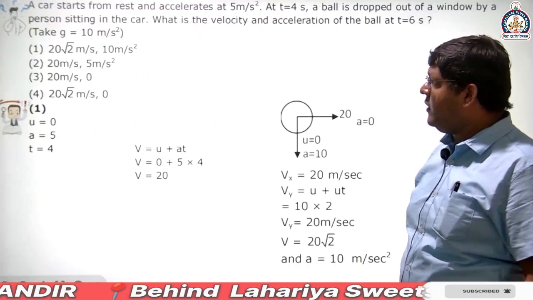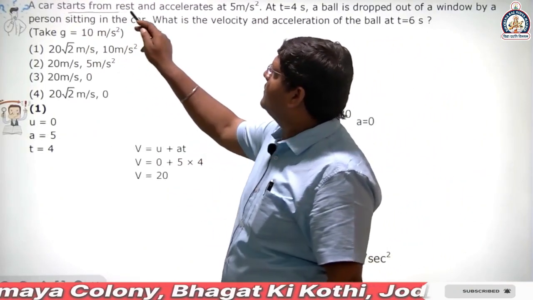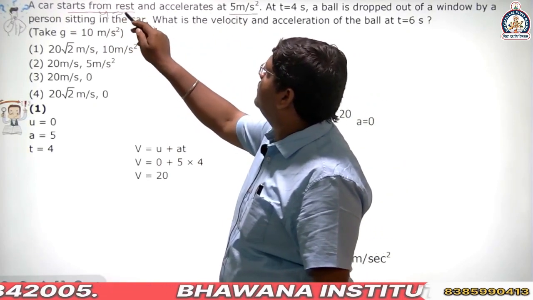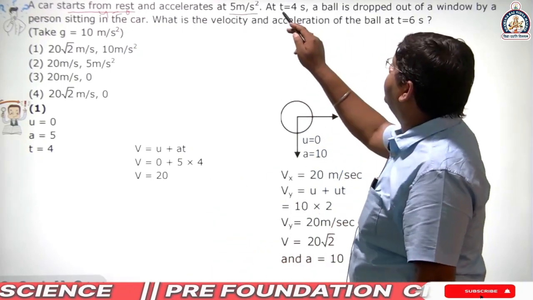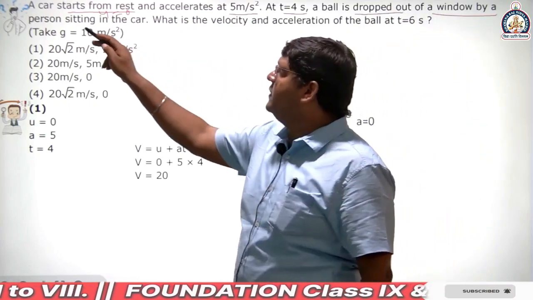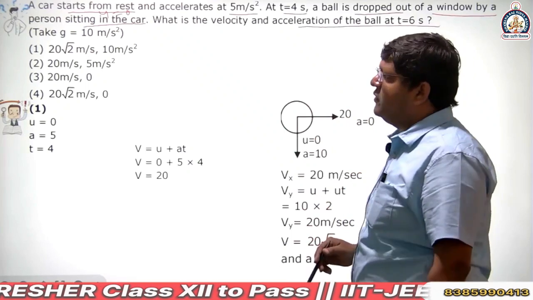Okay, moving to the next part, the question says a car starts from rest and accelerates. Car starts from rest, that means u is equal to 0, and accelerates at 5 meters per second square. At t equal to 4 seconds, a ball is dropped out of the window by a person sitting in the car. What is the velocity and acceleration of the ball at t equal to 6 seconds?